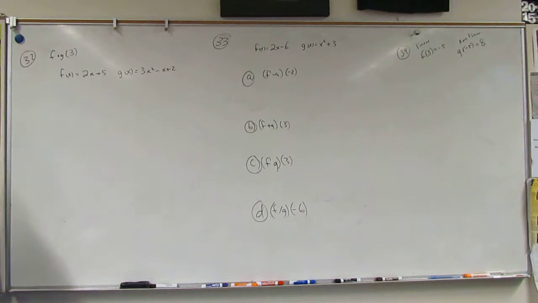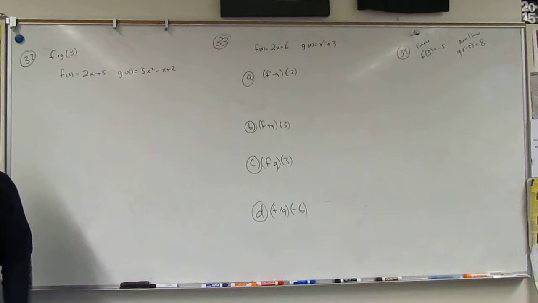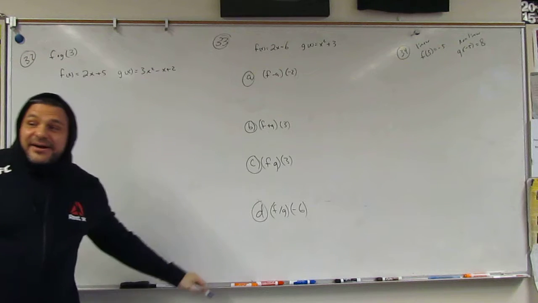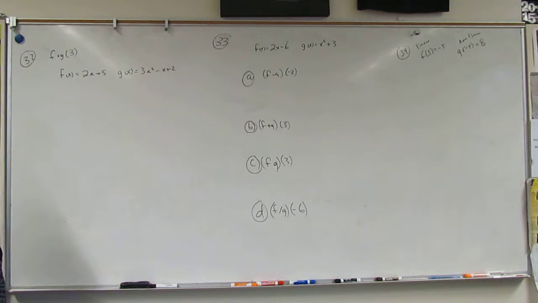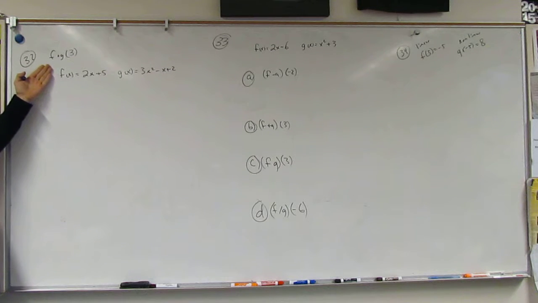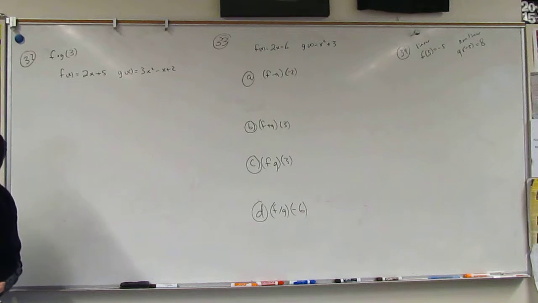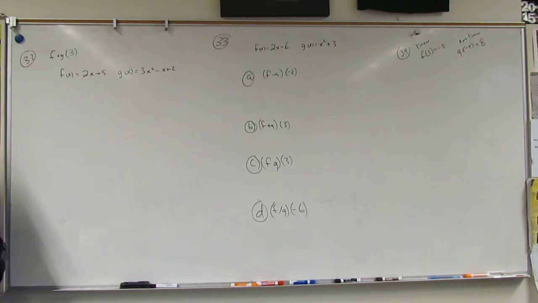F of G. Okay? F of G is really easy. They make it really hard. What does F of G even mean? It means the function F with respect to the function G, with respect to x being 3.